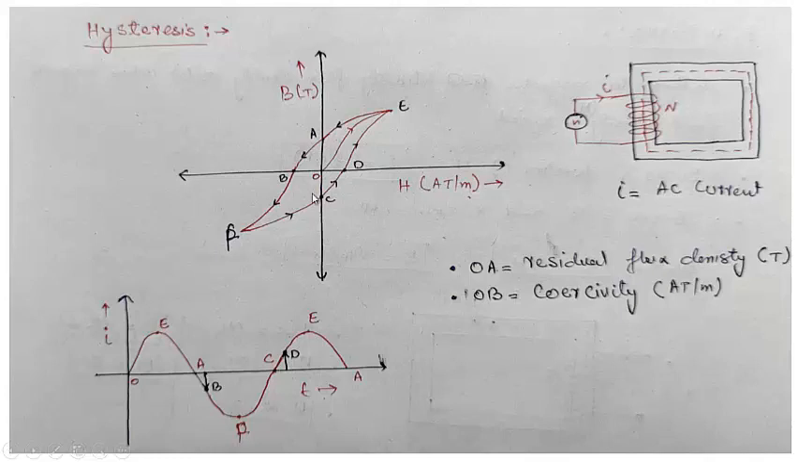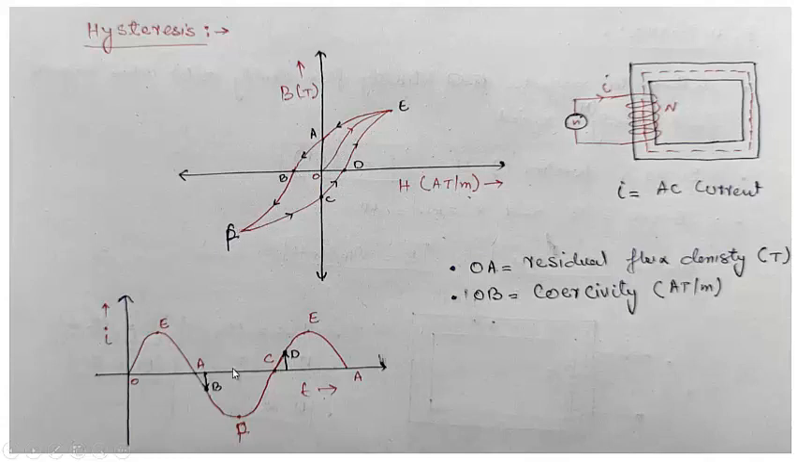So this OB is the magnitude of the current that is required to make this residual flux equal to 0 in this core. And after that, it will start in the negative direction in the usual manner that it would have started from over here. It is a linear region, and then it will saturate.